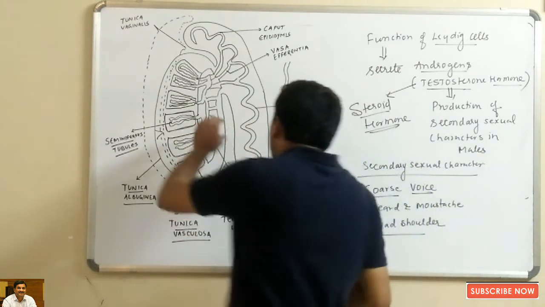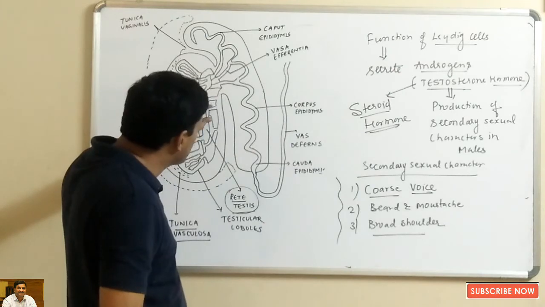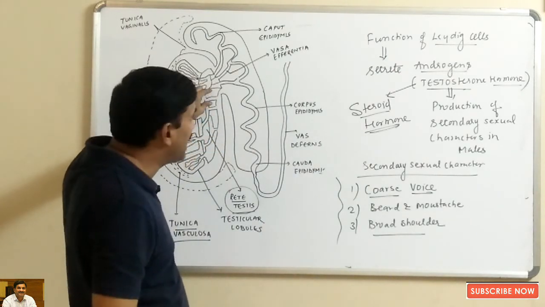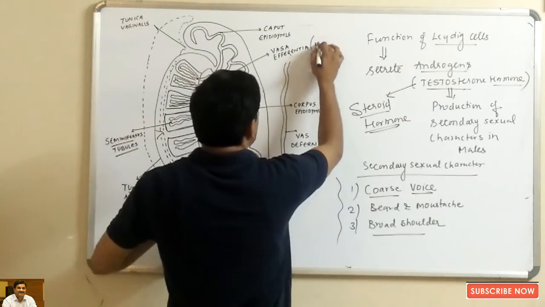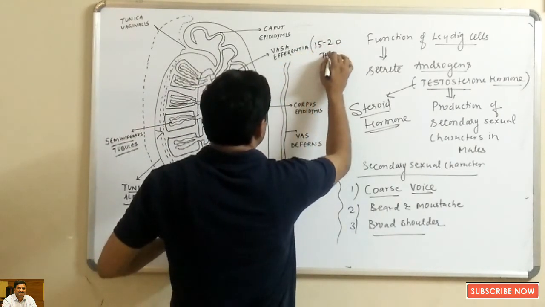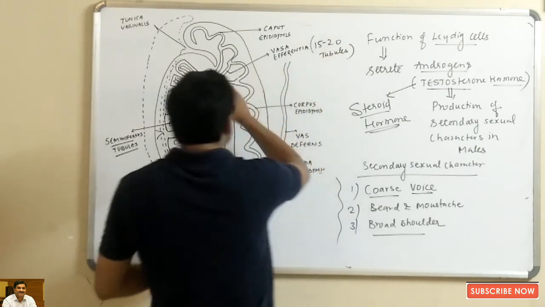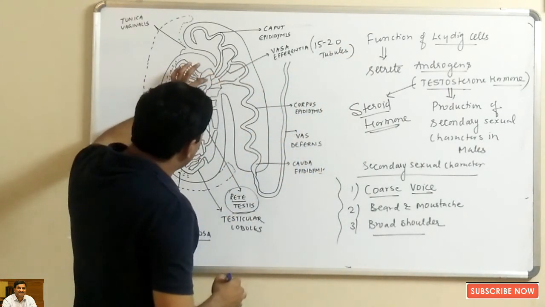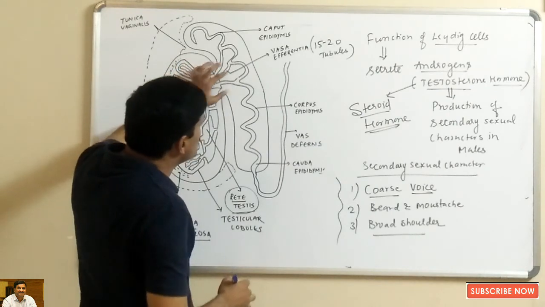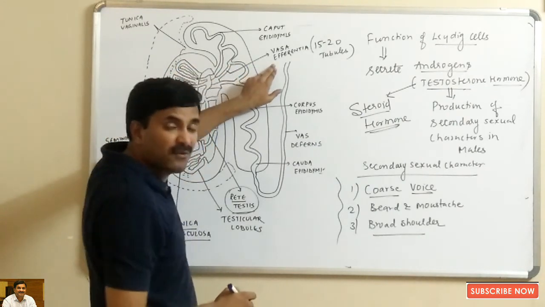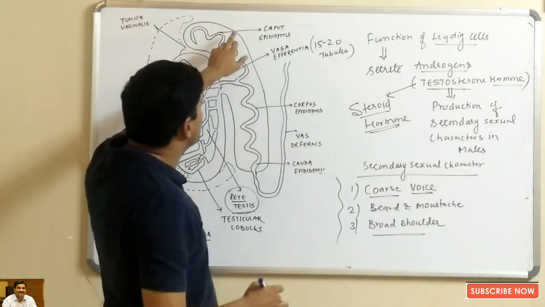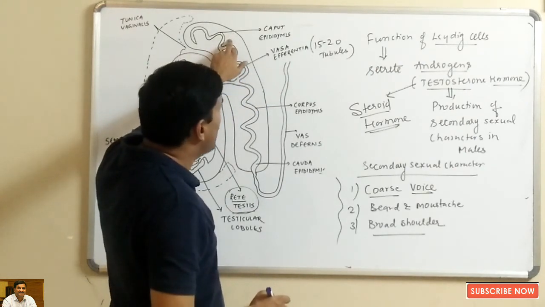Now what happens? From the rete testis, these sperms are taken by 15 to 20 tubules which are arising from the rete testis. These tubules are called the vasa efferentia, which are carrying the sperms from the testes to the caput part of the epididymis.